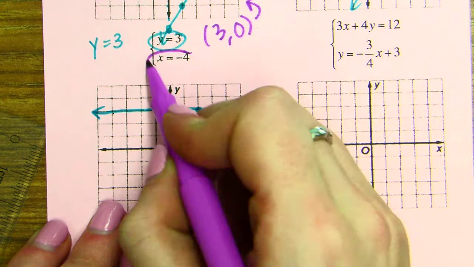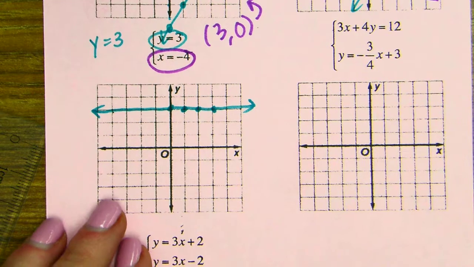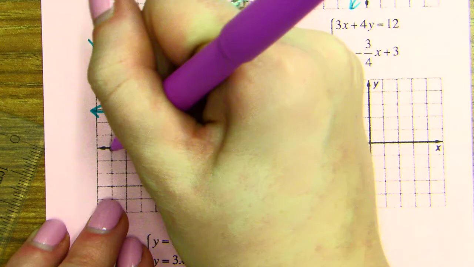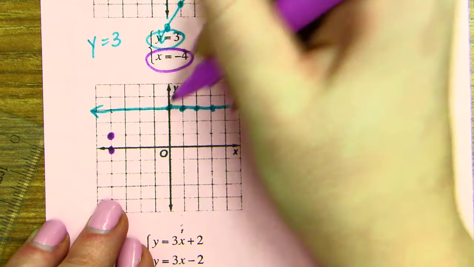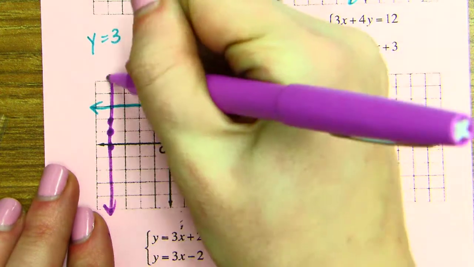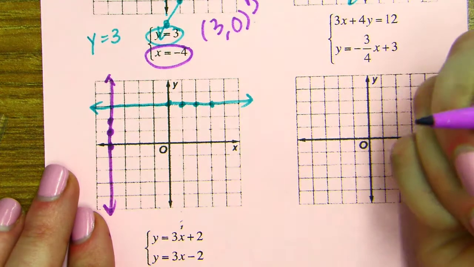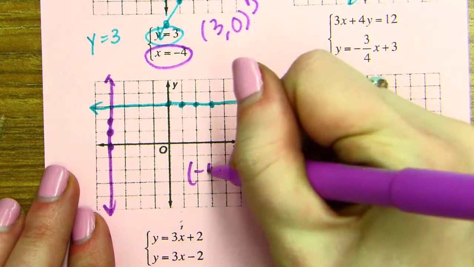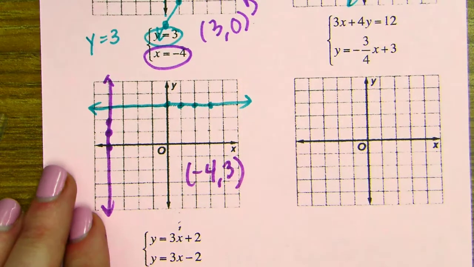This bottom one, x equals -4, means x always equals -4. So if y is 0, x is -4. If y is 1, x is -4. If y is 2, x is -4. So it's going to be a vertical line at x equals -4. So these two cross when x is -4, y is +3.